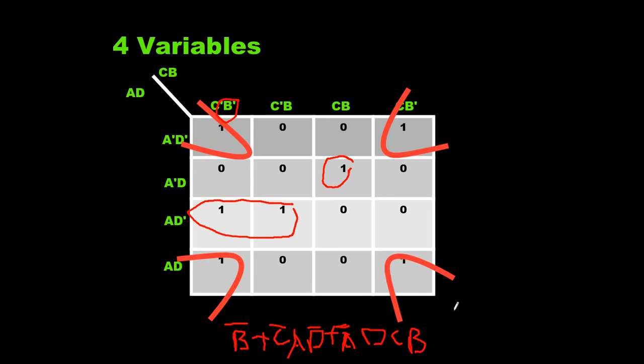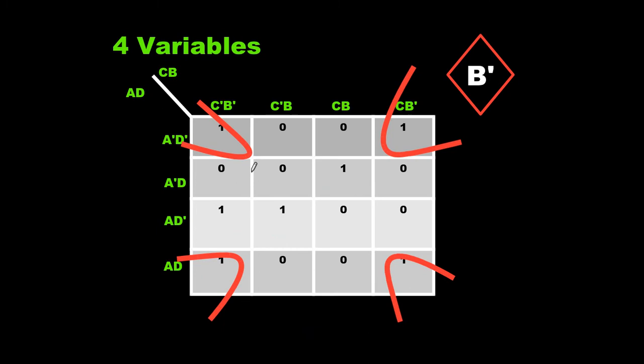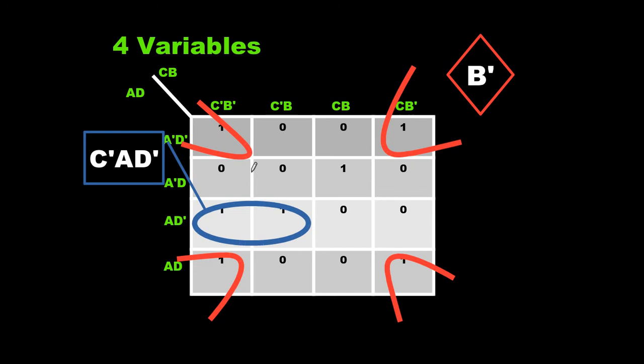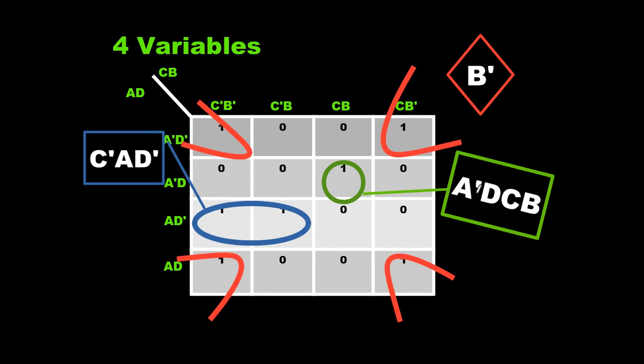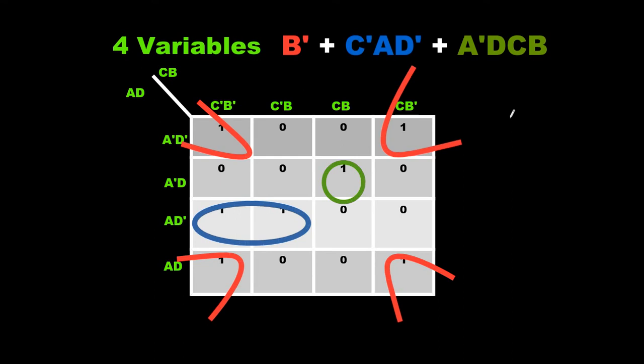This is gonna be my simplification, whatever Boolean equation this was for. But I only gave you the K-map just to show you. This is B. This is what? AD naught C naught, and this is A naught D C B. Look at this. We add all those. Here's the simplification.